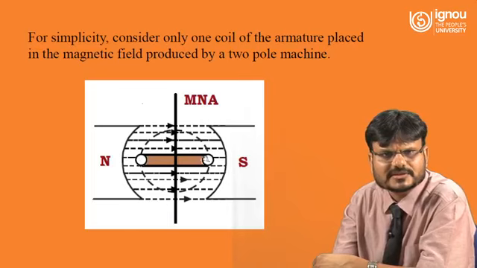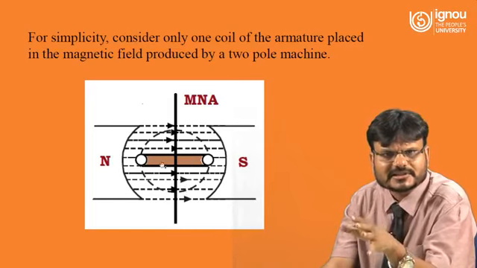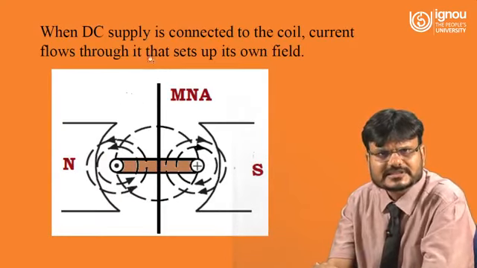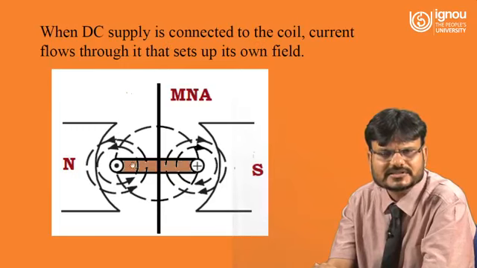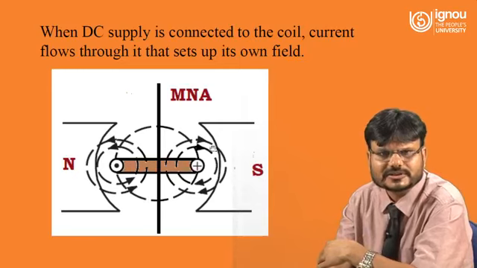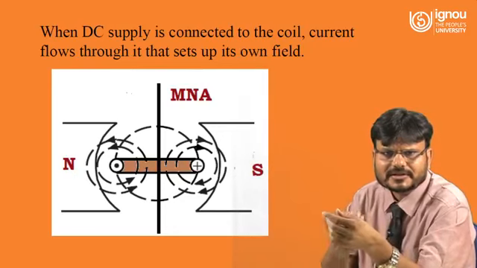So here you can see this is one conductor, between the north pole and the south pole. The direction of the magnetic field is in this way, shown by this black arrow, and this is the conductor. Because there is no current flowing in this conductor, there is no direction of current here. Now in the second figure, when DC supply is connected to the coil, current flows through it and sets up its own field. Here this dot shows that the current is coming upward.